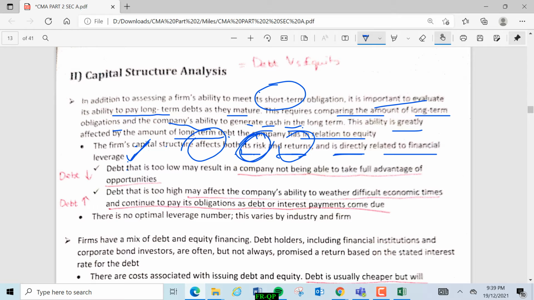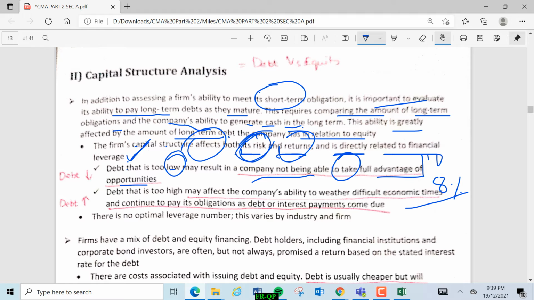Okay, so debt that is too low may result in a company not being able to take the full advantage of the opportunity. It means if you don't have the borrowed fund, you have to run with your own fund. Maybe you will not be able to encash some of the opportunity because of the shortage of fund. On the second part, the debts you have, you always have to pay them the fixed amount, whatever be the earning. Sometimes what happens, you earn 10% and you got the loan or the debentures at the rate of 8%. So in that case, you can do more business and you can get more return.